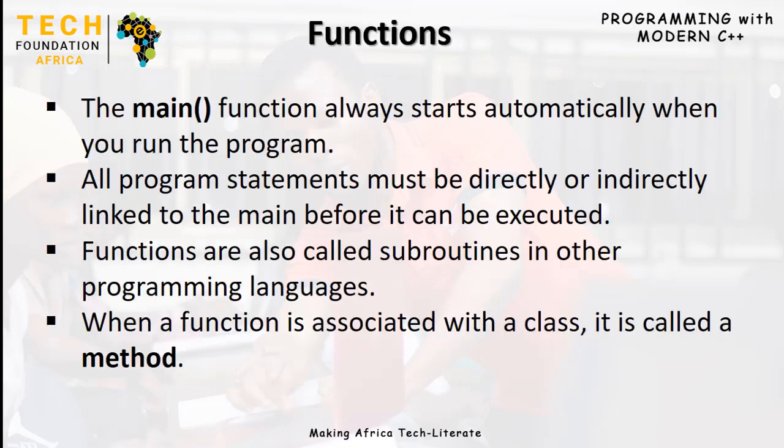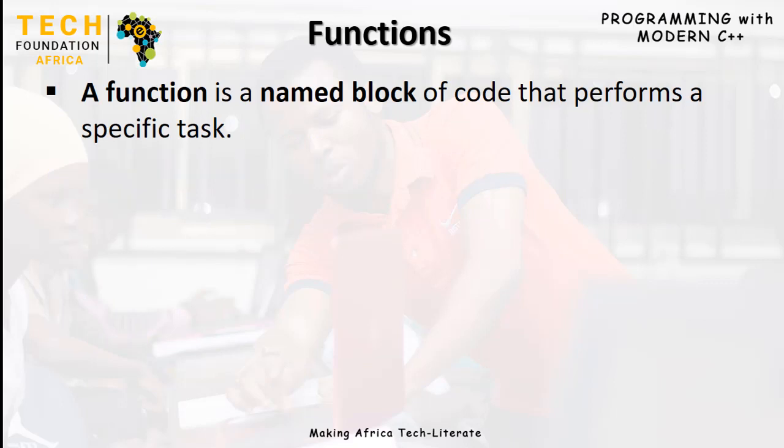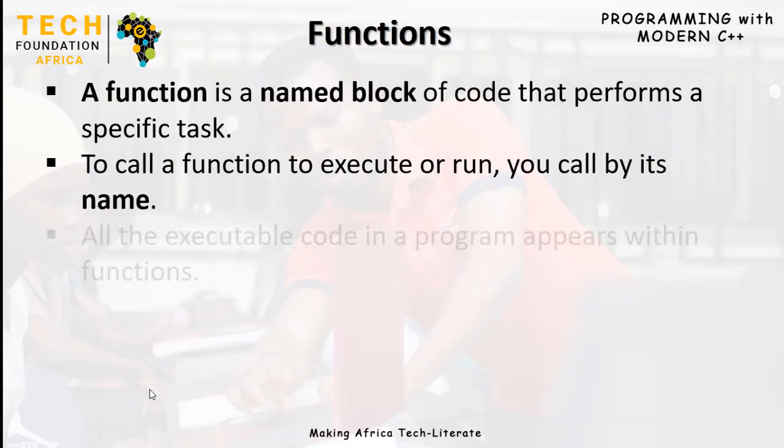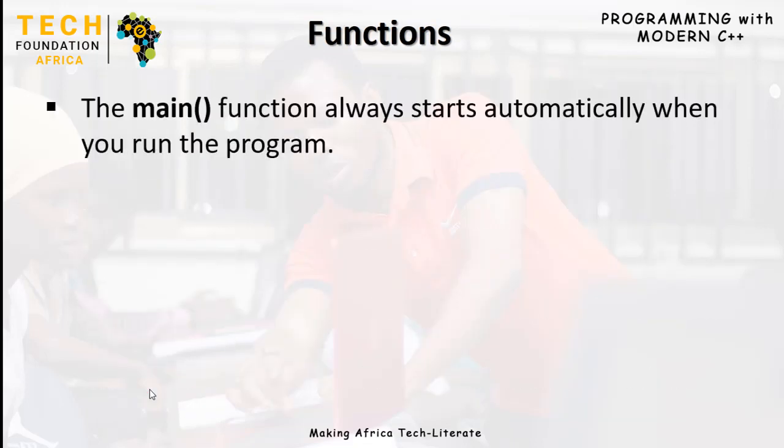Now let me take you back to the code. So we have int main followed by the parentheses. We call this part the header. Then starting from this opening curly brace to the ending curly brace, we call everything in there the body. So a function has two main parts, the header and the body.